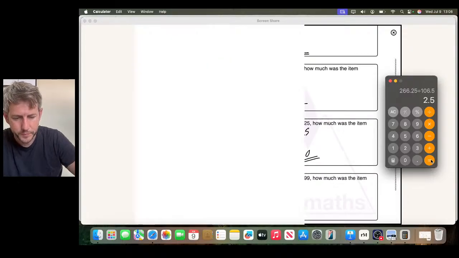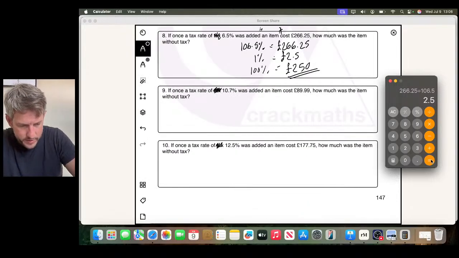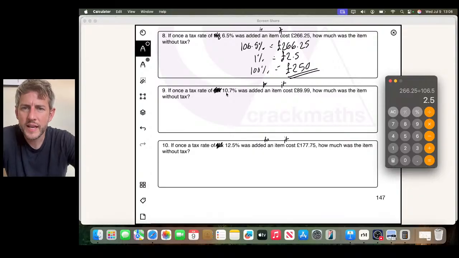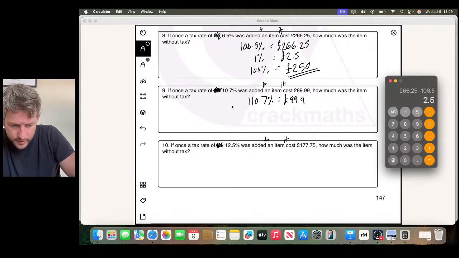Okay, and here we got rid of this. Right, so once a tax rate of 10.7% was added to an item, it cost $89.99. How much was it without tax? So that's 110.7% equals $89.99. So 1% will equal something, and then 100% will equal something.